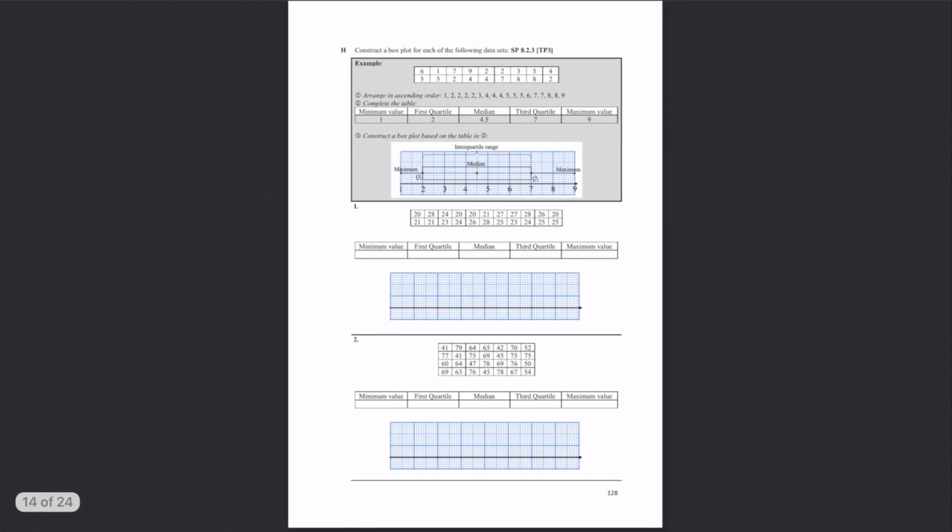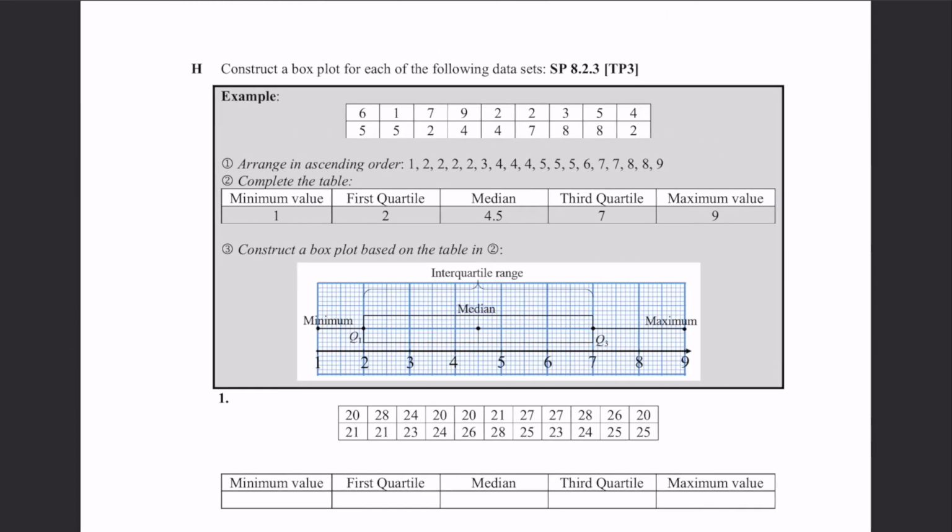Easy. Okay, next, we learn how to draw, how to interpret a box plot. So H, construct a box plot for each of the following data sets. This is learning standard 8.2.3. So you have this data. You need to arrange it in ascending or descending order. You list it out, and then you need to find 5 things: 1, 2, 3, 4, 5.